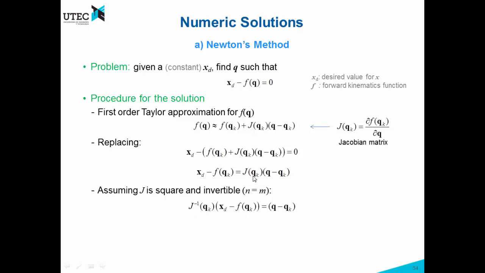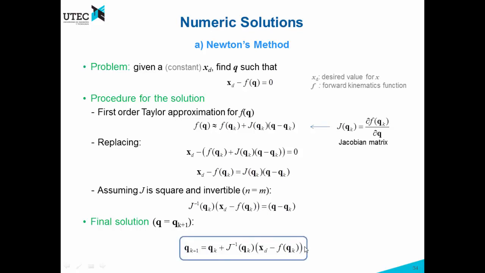So this J goes to the other side with the inverse, and now we solve for this q, and we see that this q here is going to be the new q, so this qk is going to go to the other side. So finally we will have this qk on the other side, plus all this term, and this is the expression that we want. So at the end, Newton's method consists in implementing this expression.